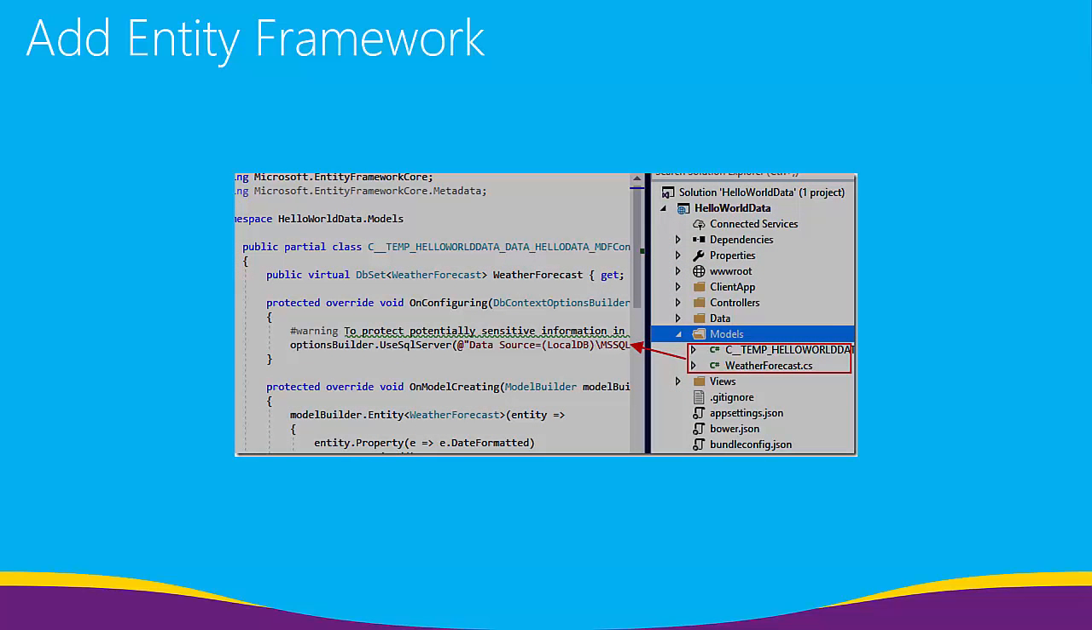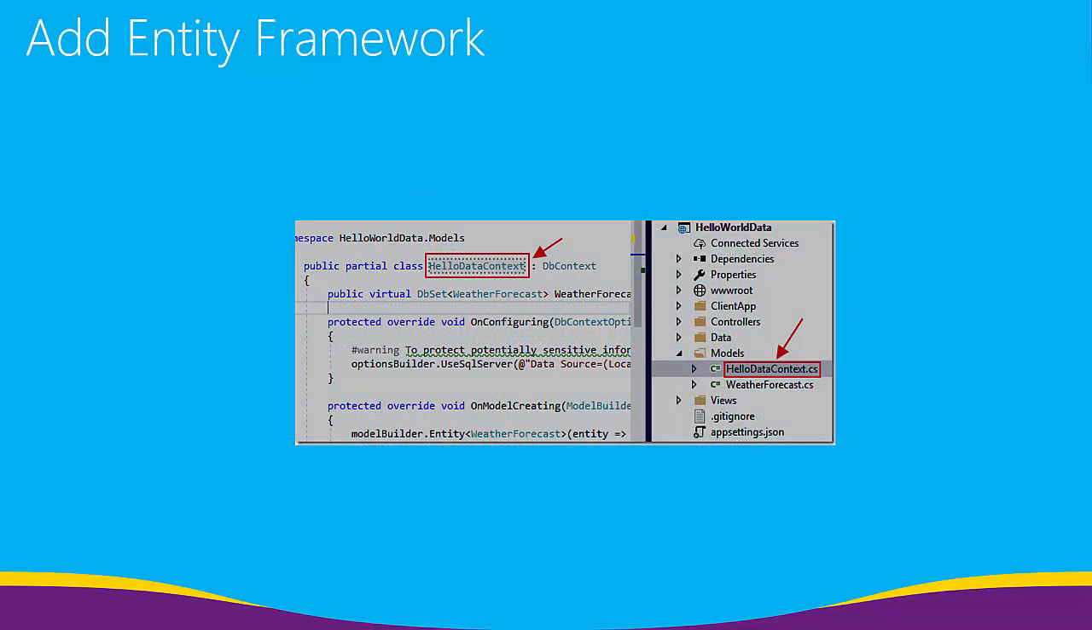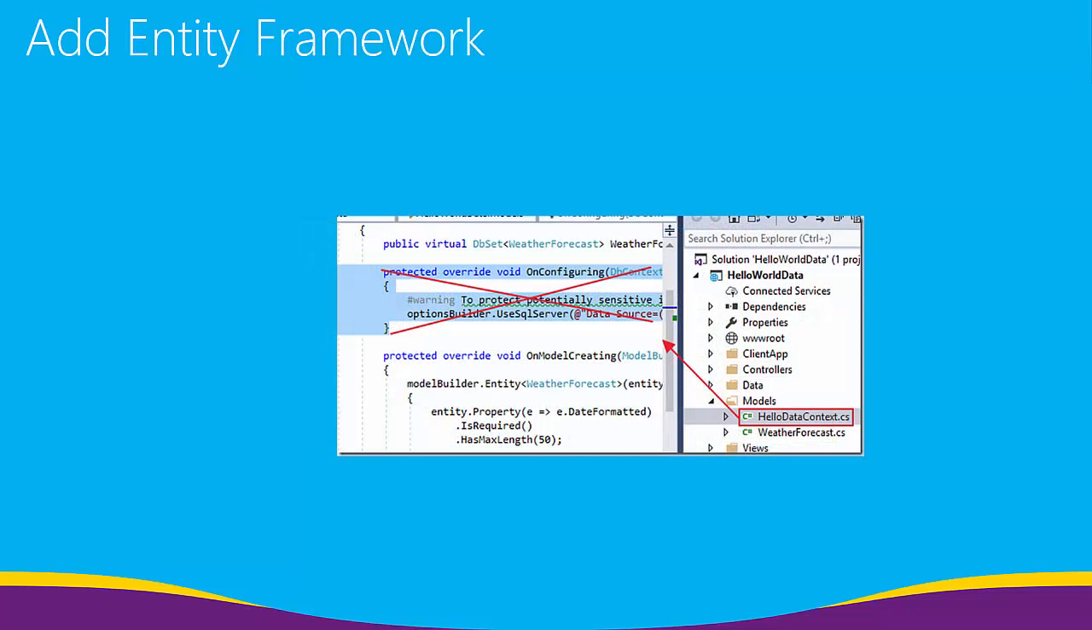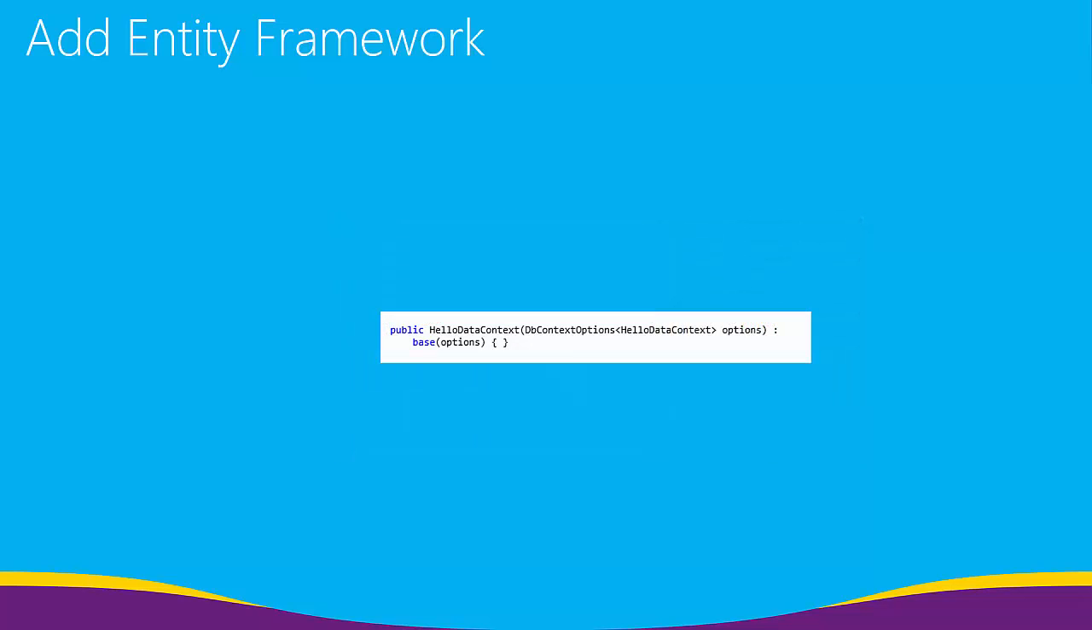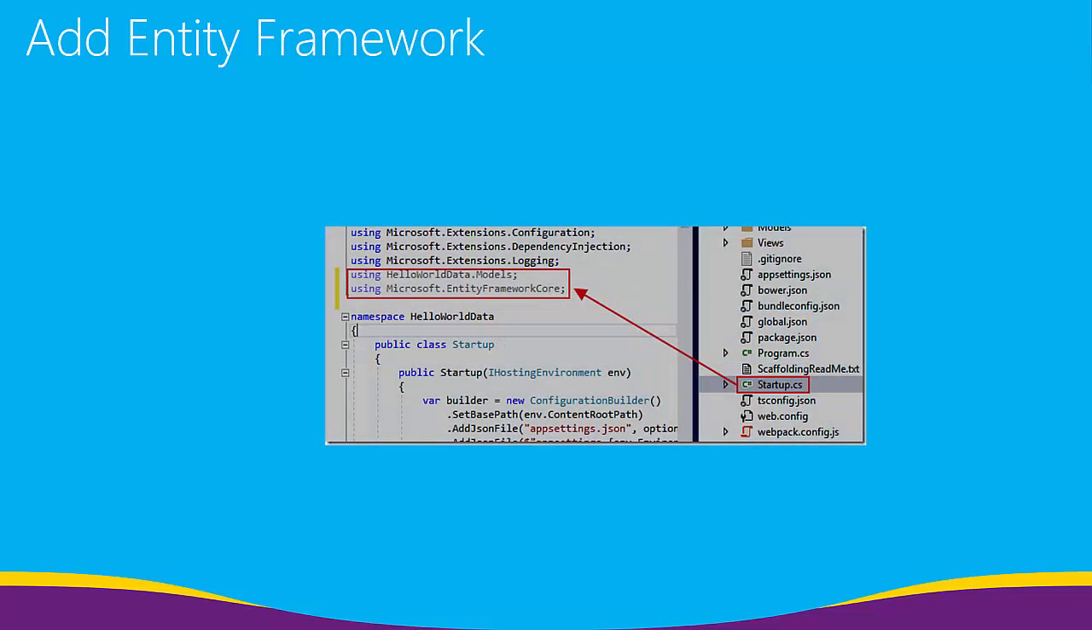It will then create in the Models folder a DbContext file as well as a class for our weather forecast table. We're going to go ahead and change the name so that it reads a little bit better, to just HelloDataContext. We're then going to remove the OnConfiguring section because that actually does not work with ASP.NET Core. Instead, we're going to enter the following constructor so that it works with our dependency injection, which we're going to configure next.